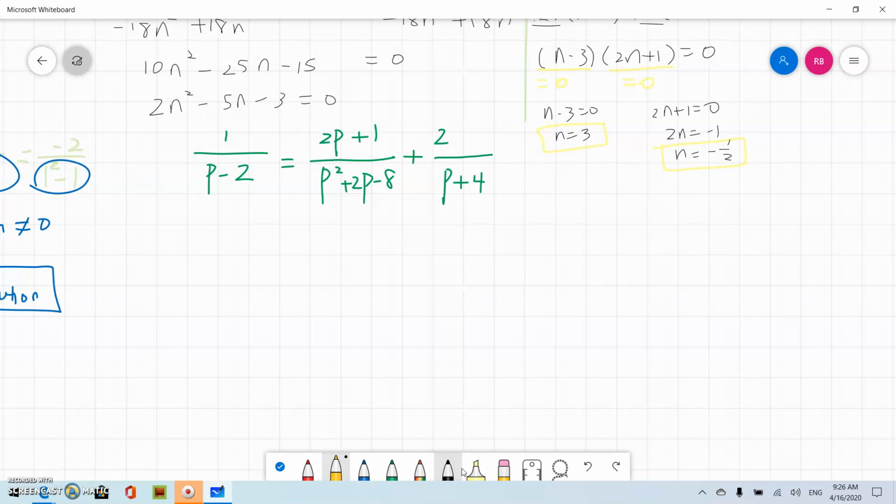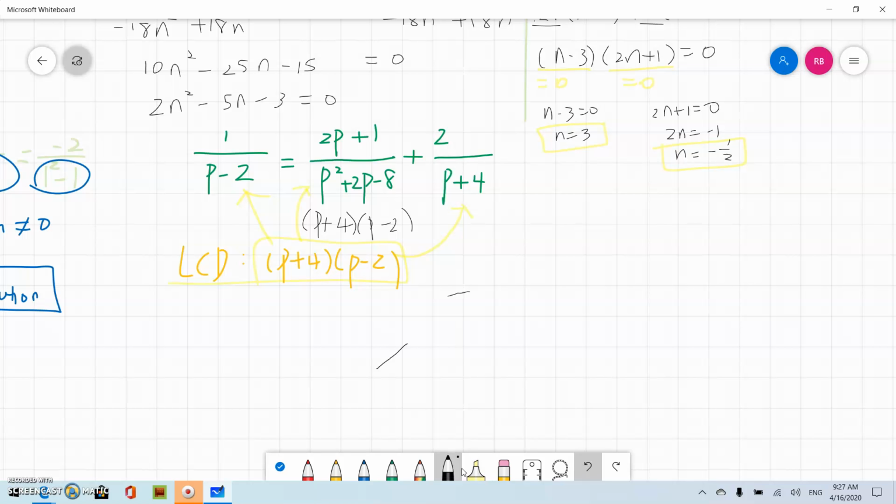Let's do the last problem. This one needs a little more factoring. It's p plus 4 and p minus 2. Right, because 4 times negative 2 equals negative 8, and 4 plus negative 2 is plus 2. So then my LCD is p plus 4 times p minus 2. And we are going to multiply this to this fraction, and that fraction.